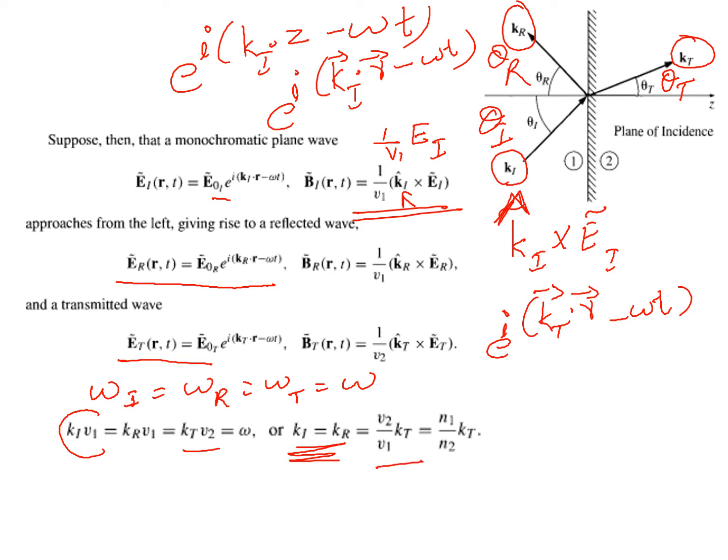But we can replace V2. We know that V equals C by n. So using that, you can plug in. Instead of V2, it is C by n2, and instead of V1, it is C by n1. That gives n1 by n2 times Kt.